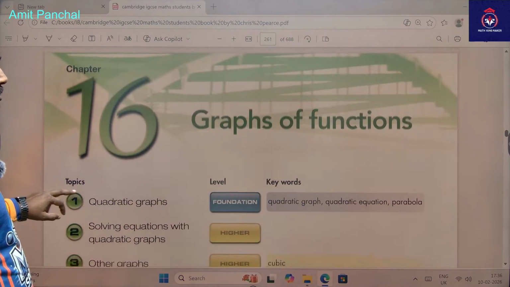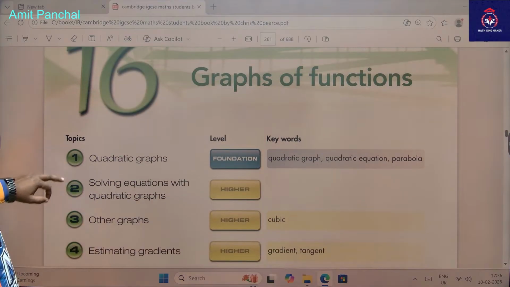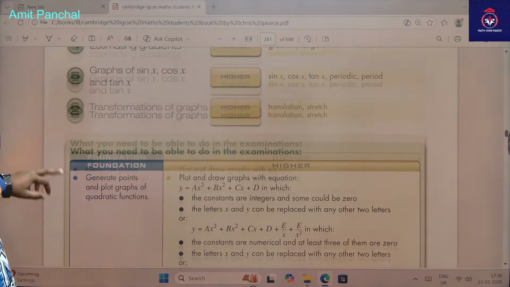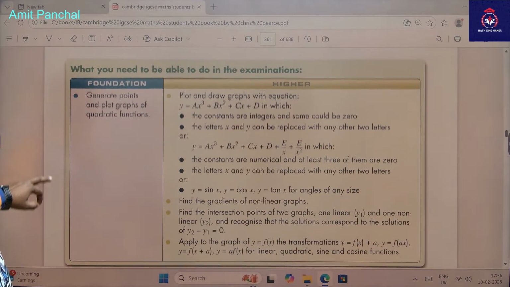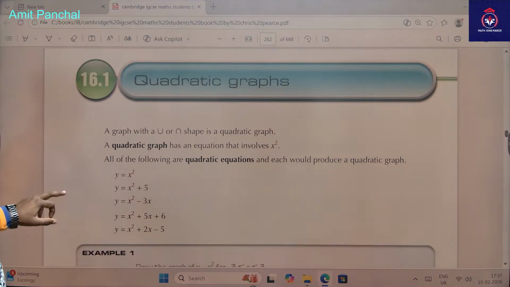First, it starts with quadratic graphs. Yeah, this one. So this one is quadratic graph, solving equation with quadratic graphs and other graphs, estimating gradients, graph of sin x, cos x, tan x. Okay, that we'll study in this chapter. Yes. Got it? Okay, now first of all, quadratic graphs.